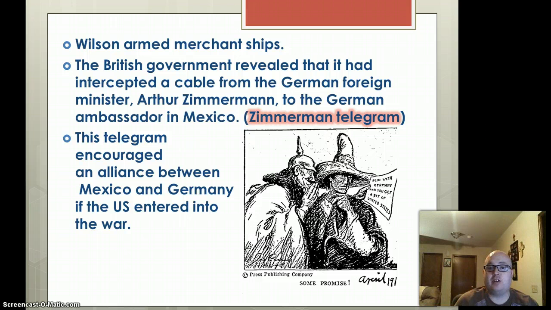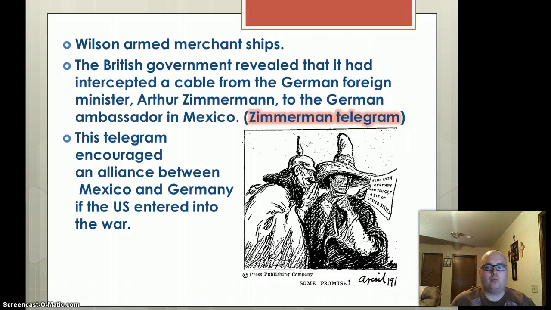Basically, Britain intercepted a telegram sent to Mexico from Germany saying, hey, if you help us out and take care of the United States, we know you don't like them from what they did to you earlier, and all the land they took from you in the Mexican War. If you help us out, we'll give you all the land that America took from you when the war's over. Sounds like a good deal, huh? You scratch our back, we'll scratch your back.